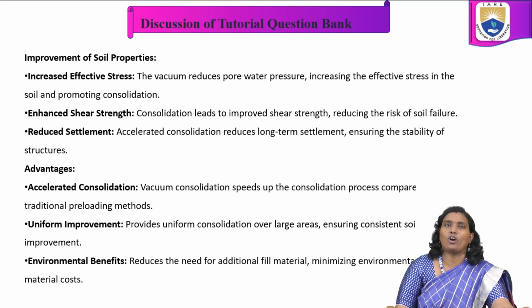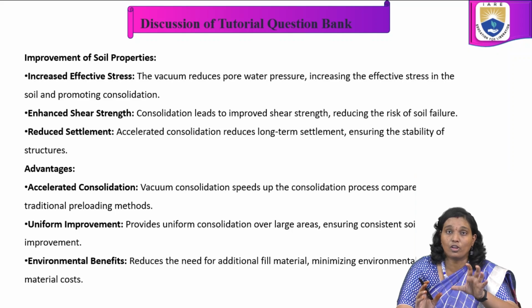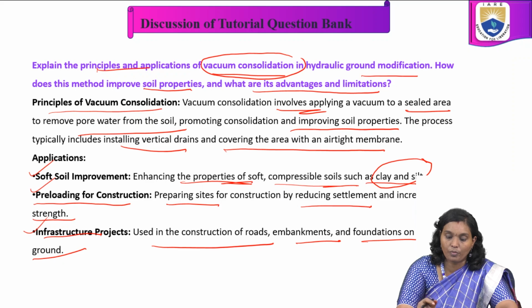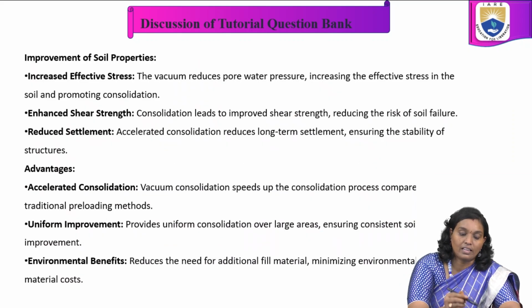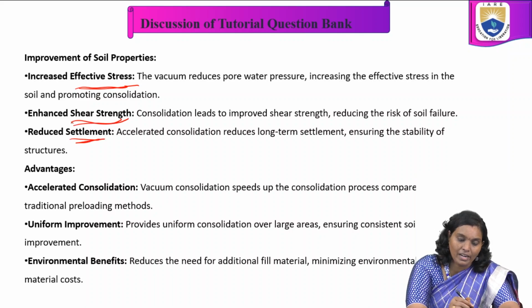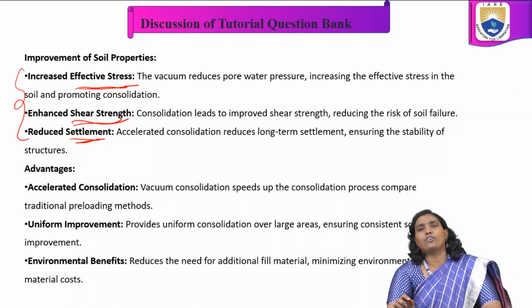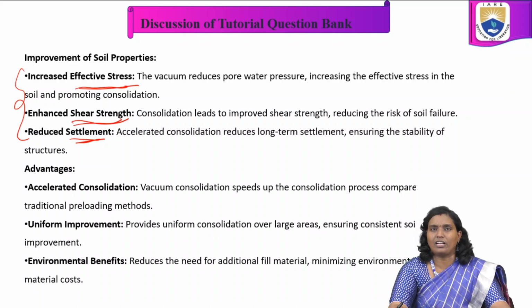So improvement of soil properties. On what kind of soils, or what kind of properties, are we going to modify? Some of the properties modified using this vacuum consolidation technique are: increased effective stress, enhanced shear strength, and reduced settlement. These are the properties which are going to be modified using this vacuum consolidation technique.